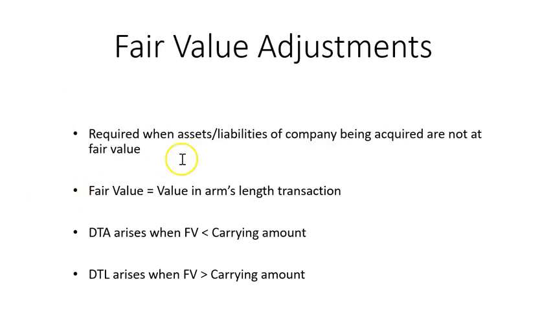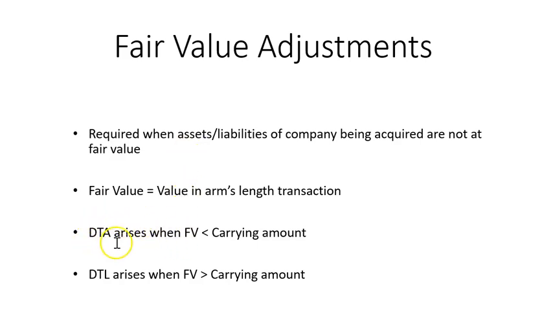Okay, so now I'm going to talk about fair value adjustments. So these adjustments are required when the assets or liabilities of the company being acquired are not at fair value. So the fair value of an asset is the value that you can get in an arm's length transaction. So what this means is if I was to sell, say, an asset to an unrelated party, then the amount of money they would pay for that asset would be the fair value. So there's no mates rates or anything like that. It's what you'd actually get on the market.